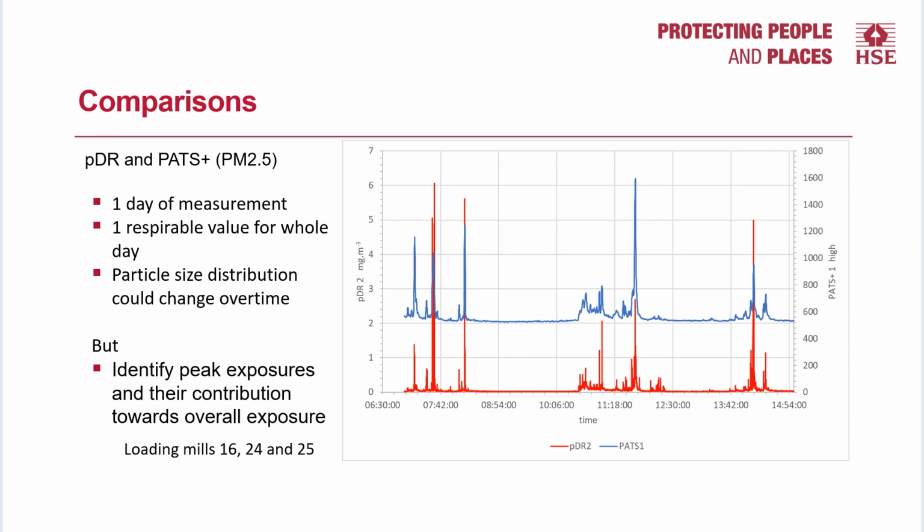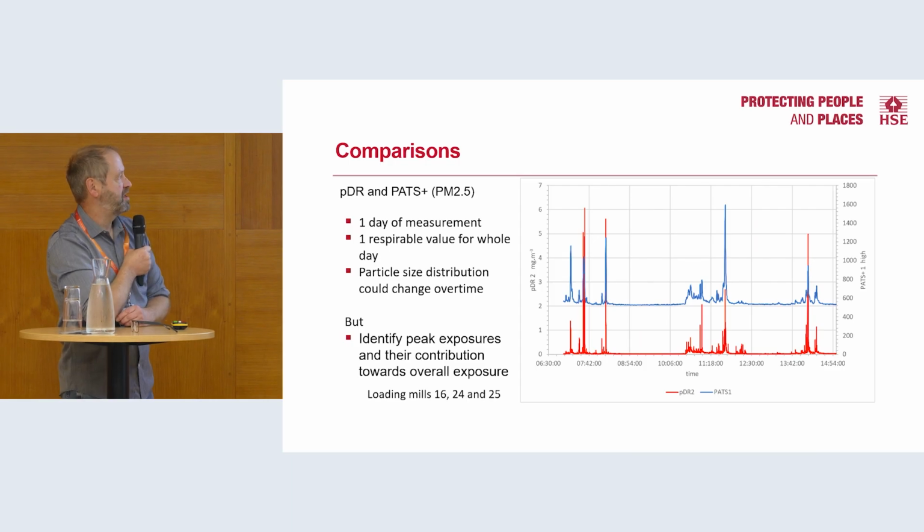So, real-time comparisons. You can see here we've got the PDR in red, which is the standard laboratory grade, and we're comparing that to the PATS output. And you get very similar results. You can differentiate the different tasks. In this case, there are three different mixing processes which use different mixing compositions, different powder compositions.